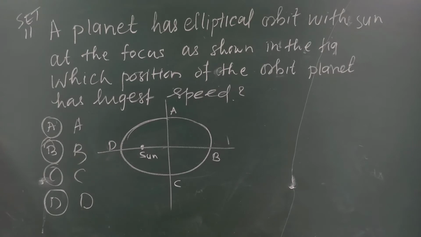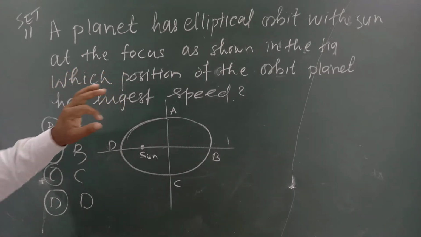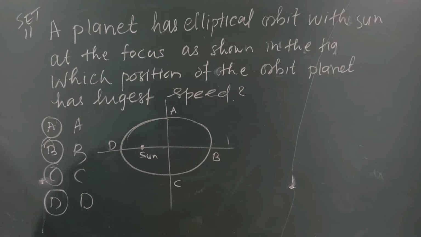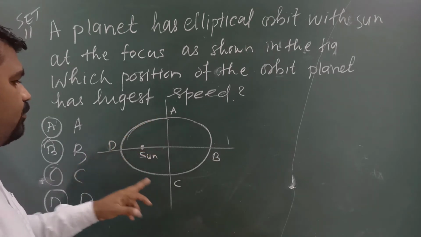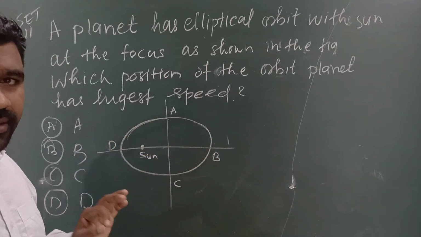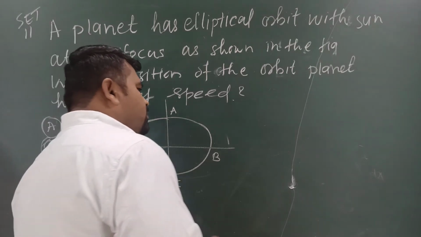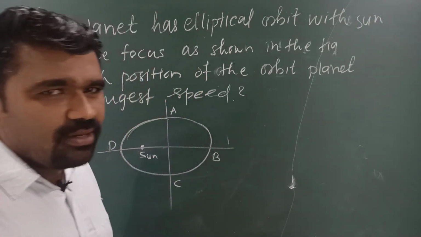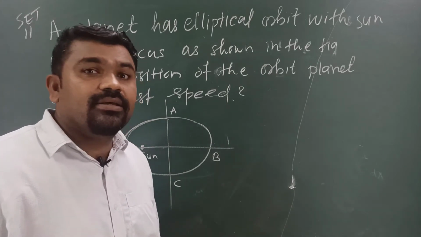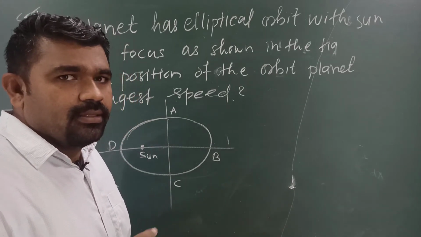Next question. A planet has an elliptical orbit with the sun at the focus as shown in the figure. At which position of the orbit does the planet have the highest speed? We know Kepler's three laws: all planets move around the sun, which is at a focus.